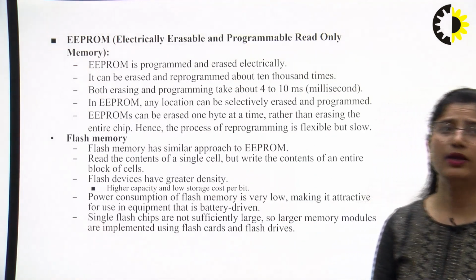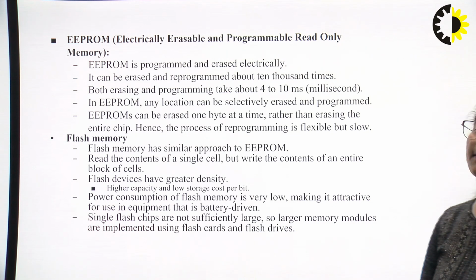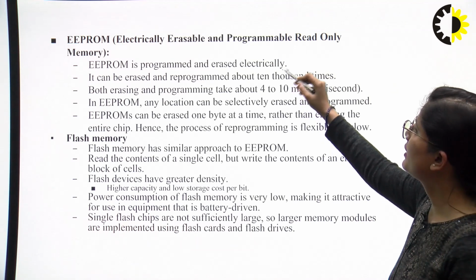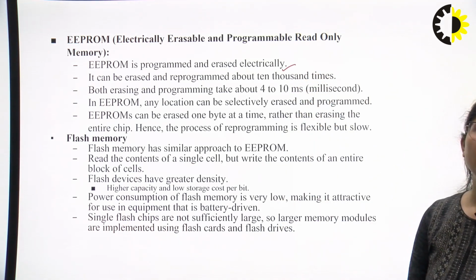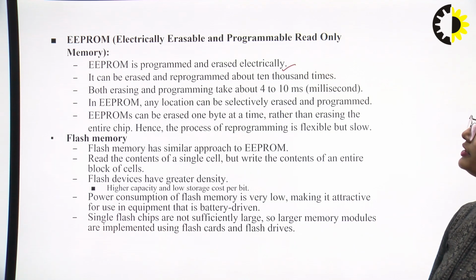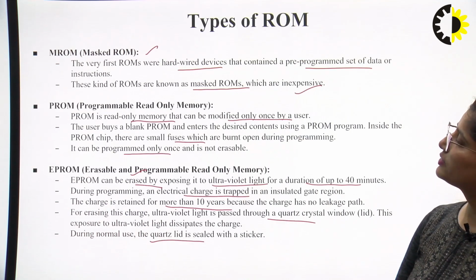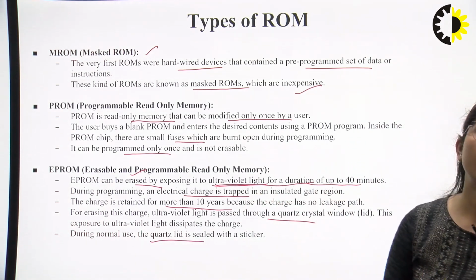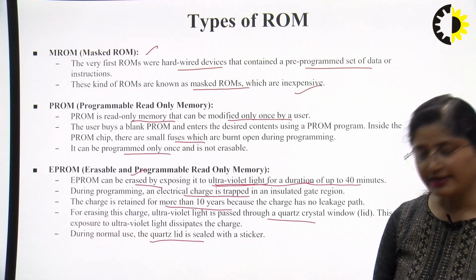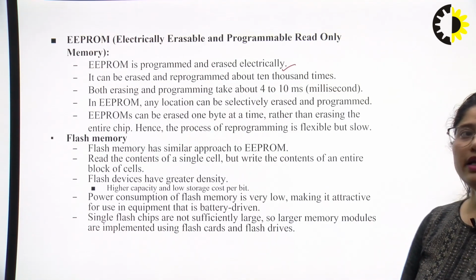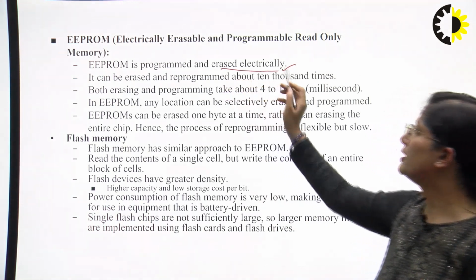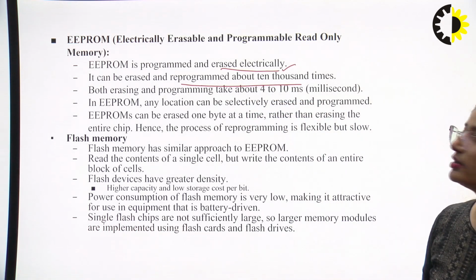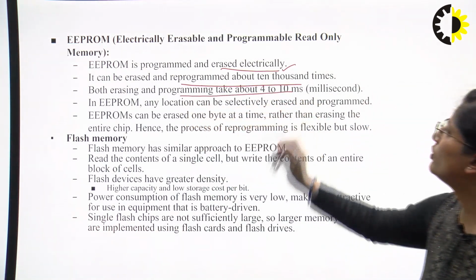Next is EEPROM, electrically erasable and programmable read-only memory. EEPROM is programmed and erased electrically. In our last slide, we saw that ultraviolet light is used for a duration of 40 minutes to erase the data. But in EEPROM, the data can be erased electrically. It can be erased and reprogrammed about 10,000 times. Both erasing and programming take 4 to 10 milliseconds.